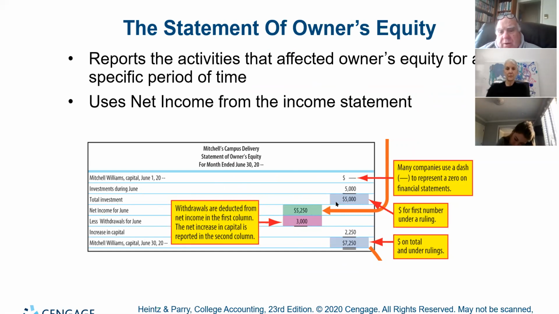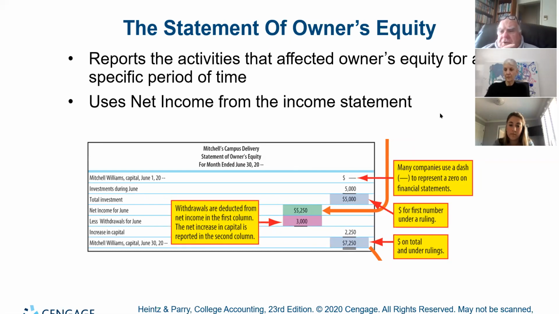Beginning equity plus net income minus drawing gives you the ending capital balance of 7,250. What they did here with this 2,250 is they netted these two numbers out, the income and the drawing, and they're calling it the increase in capital. You don't even really have to do that on the statement. You can if you think it looks better that way.